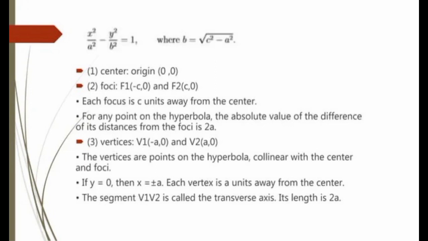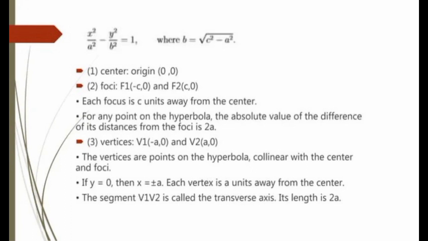The center, or the origin, is (0, 0), focus 1 is (-c, 0), and focus 2 is (c, 0), where each focus is c units away from the center. For any point on the hyperbola, the absolute value of the difference of its distances from the foci is 2a.